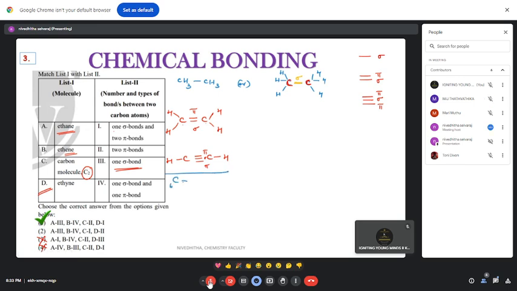The atomic number is 6. The electronic configuration is 1s2, 2s2, 2p2. So we have two carbon atoms, and both carbon atoms have the same electronic configuration. So the valence shell is the second shell.